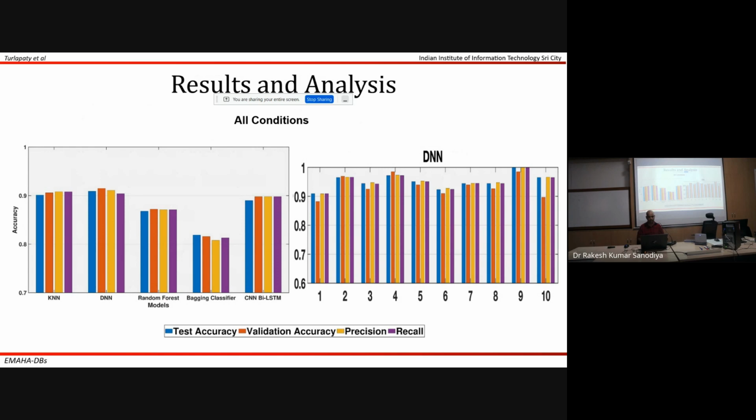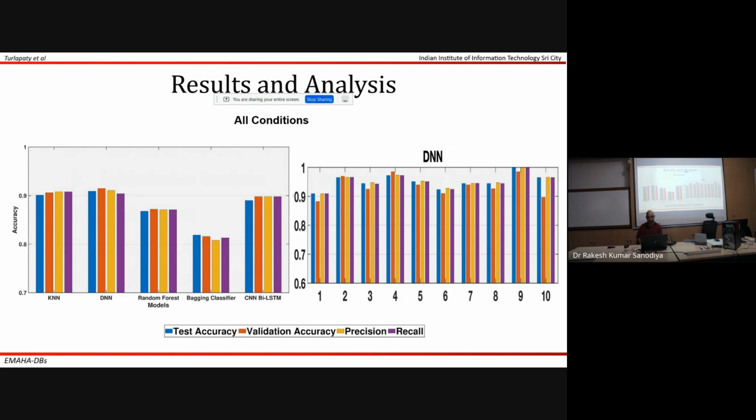So this first result depicts the all conditions case. So we have compared different classifiers and we are reporting different metrics. So you can see test accuracy, you can see validation accuracy, precision and recall. So precision and recall are for the test data. So you can clearly see the deep neural network, that means basically a dense neural network with 5 layers, has outperformed the other models that we have compared with.